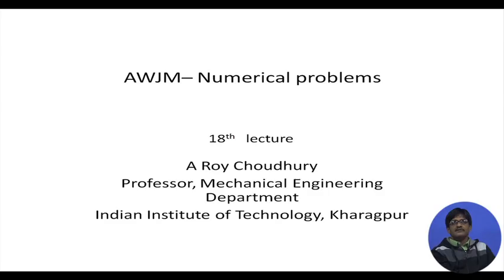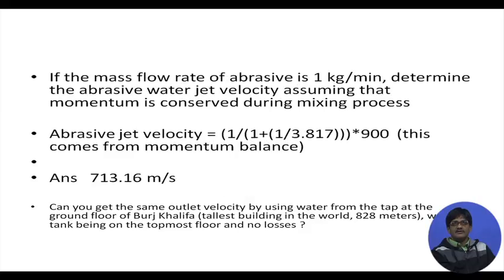So, since we have a little time, let us have a taste of the typical problems that we might be facing here. And what is this? If the mass flow rate of abrasive is 1 kg per minute, determine the abrasive water jet velocity, assuming that momentum is conserved during the mixing process. So, let us see what it says.